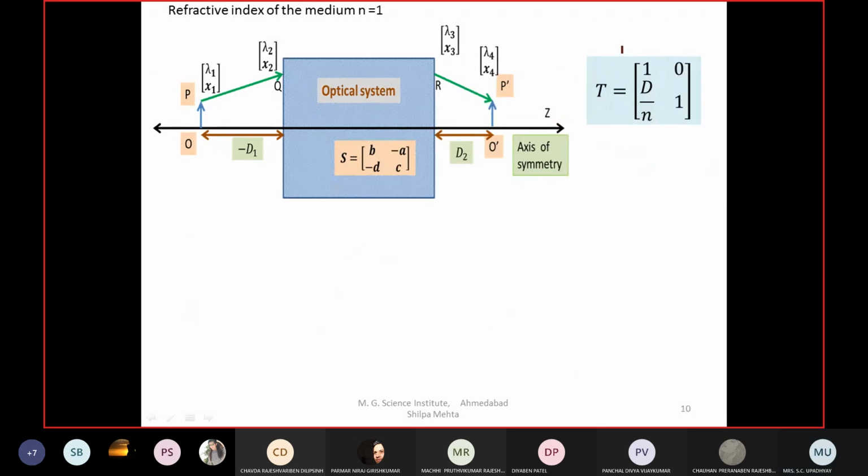The translation matrix is represented by this equation: T equal to 1, 0, D upon N and 1. Now let us consider here. Initial coordinates are lambda 1, x1. On that the translation matrix operates. So what should be the value of the translation matrix here in this process when it converts lambda 1 x1 into lambda 2 x2? Can you identify it?